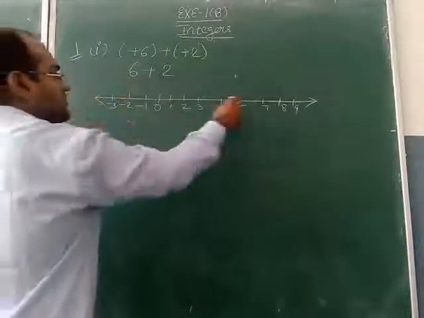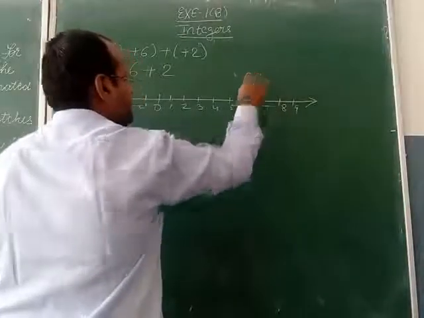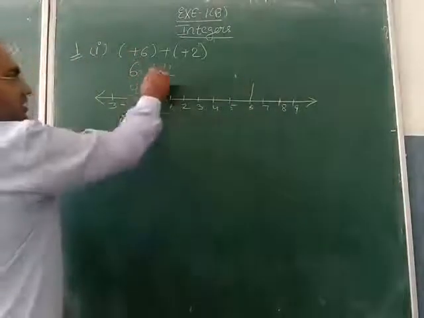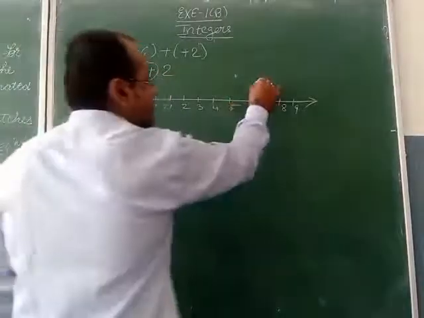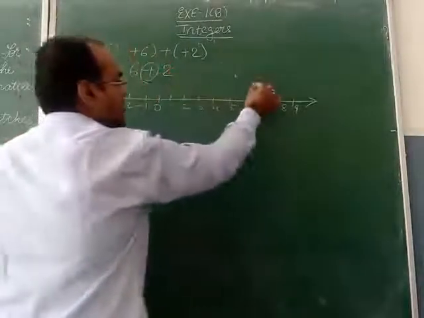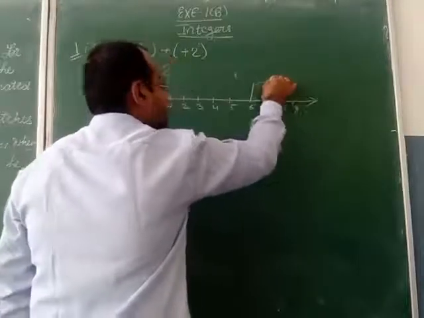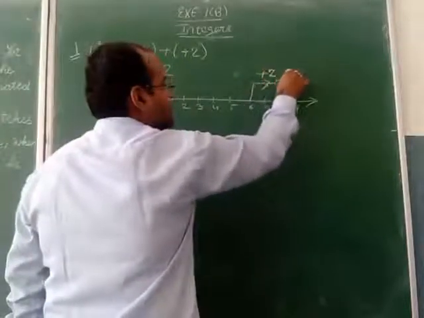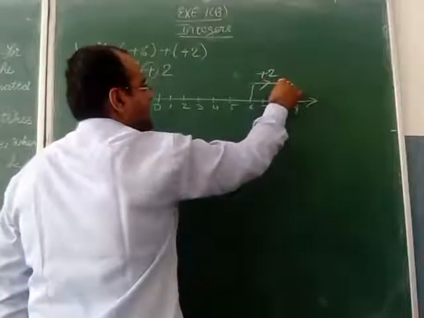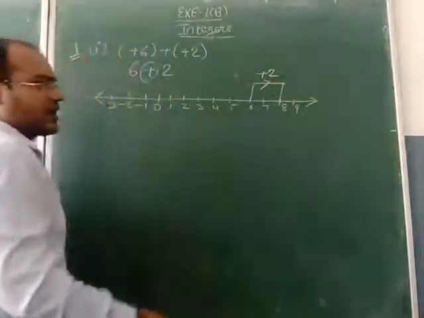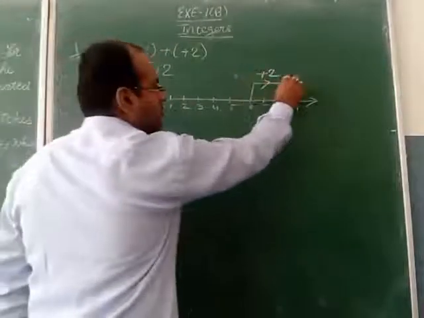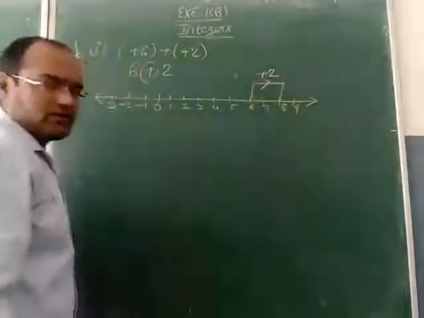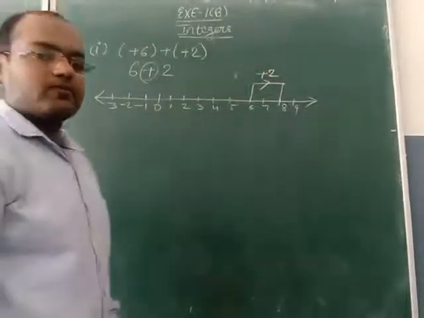The first number is 6, so we will start from 6. Then the plus sign is coming. Plus means we have to go right side. So how many numbers do we have to go right? 2 numbers. 1, 2. So on the right side we will go 2 steps, and here we will write we are doing +2. Now the answer is 8. So the final answer we are getting here, from 6 we will go and our answer will come 8. So this is the answer of the first part.